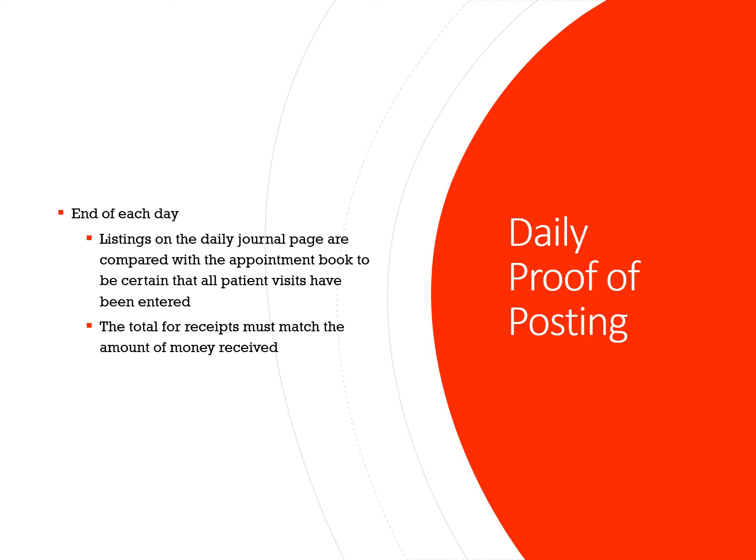At the end of each day, the total for receipts must match the amount of money received. This practice is the daily proof of posting. If the numbers do not match, the mistake can be caught early rather than further down the road. The total receipts collected should equal the payments in the cash drawer minus the change fund.